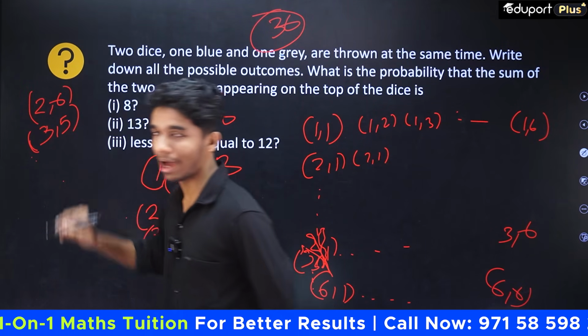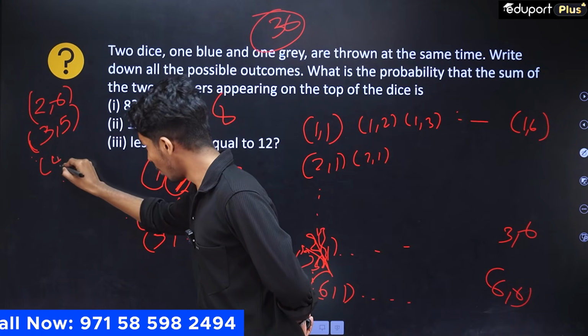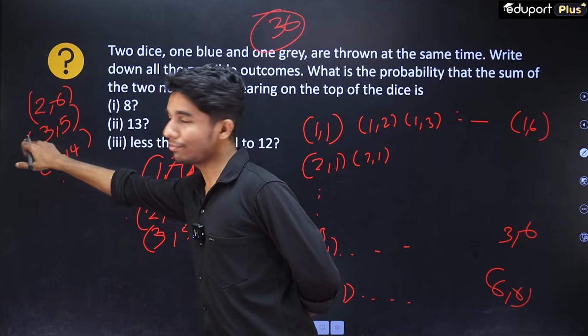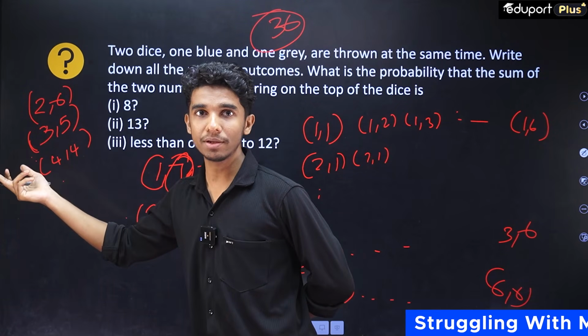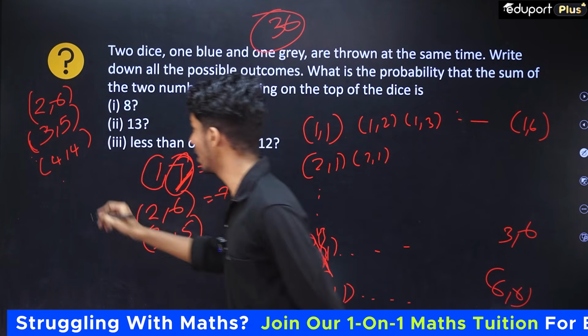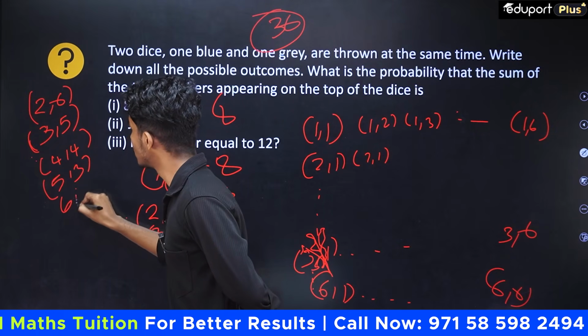Now, similarly, as you got the idea, you can use 4,4. Then the opposite of this, 5,3, is also 8. So 5,3 is also 8, 3,5 is also 8. So 3,5 is possible and 5,3 is also possible. Then 6,2 is also possible.